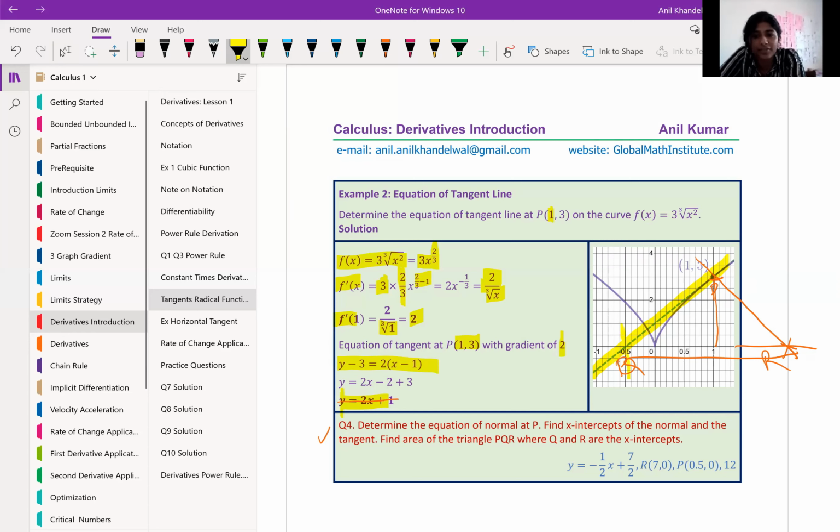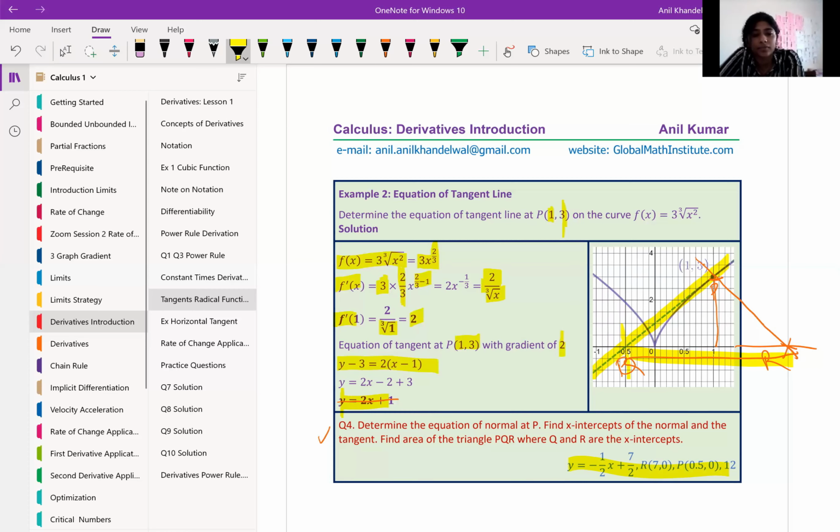Get the equation of the normal, get the equation of the tangent, find your points, and then the difference between these two is the base, and the height is directly given by the y value of the point. Half base into height. I've provided you the solutions answer, right? So check all these answers with your solution.